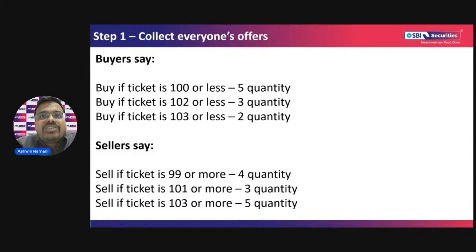Is the order matching clear, guys? All good until now? Did you understand? This is the offer that you have got: 100 or less 5 quantities, 102 or less 3 quantities, 103 or less 2 quantities here.